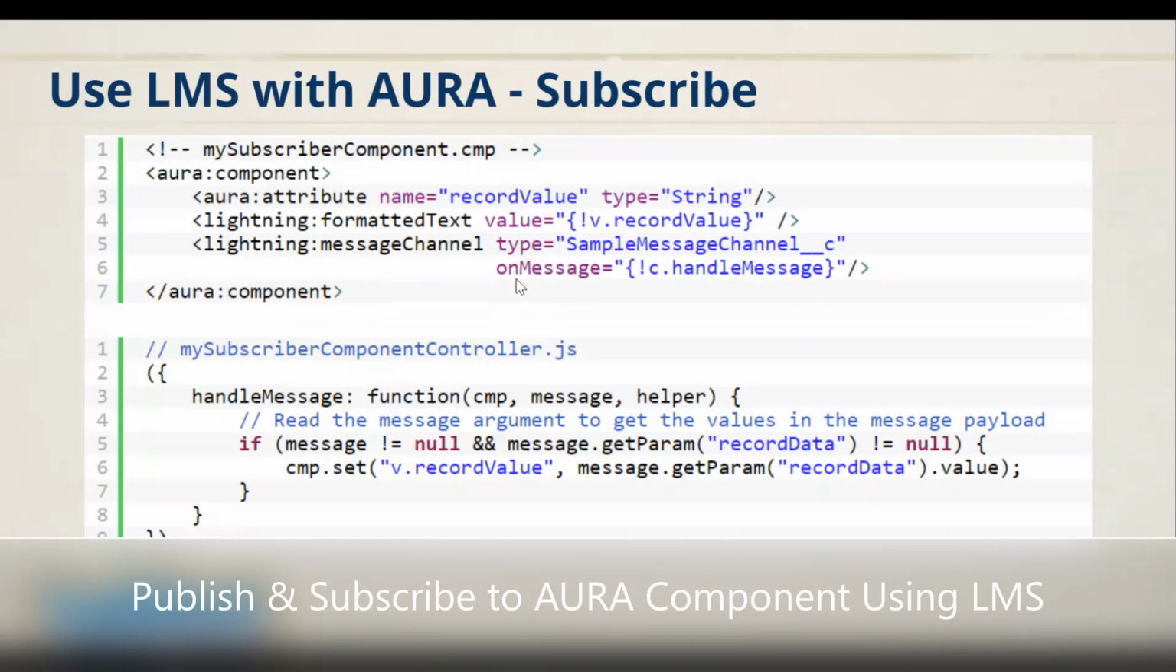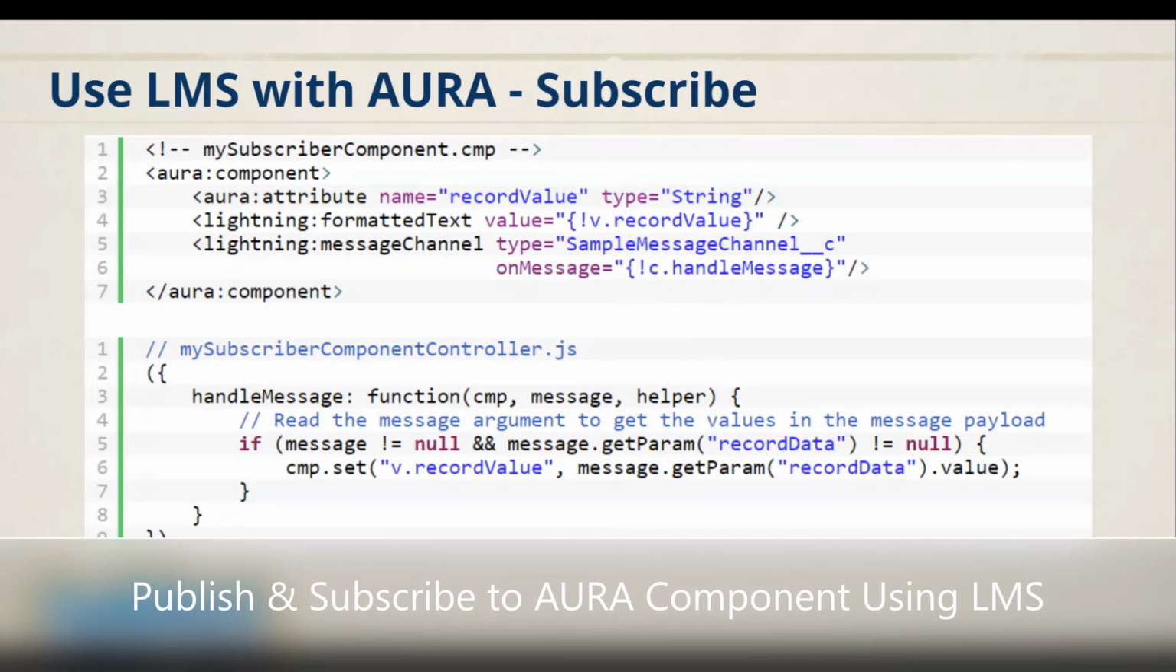Here, the important thing is we need to define onMessage. So this is that handler, onMessage. We get that action whenever someone publishes a message on the lightning message channel from the publisher component, and the subscriber component receives that notification. So we can handle the message which we received from the publisher component.